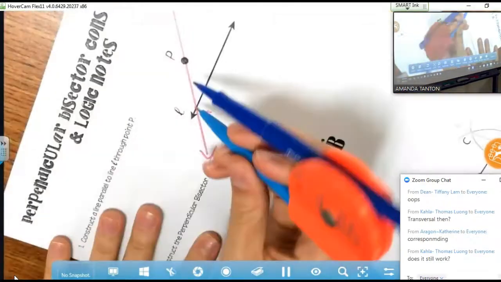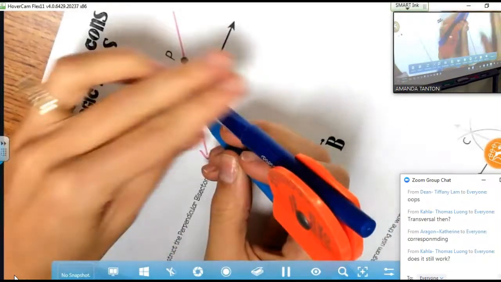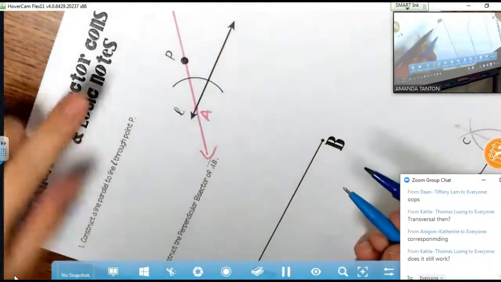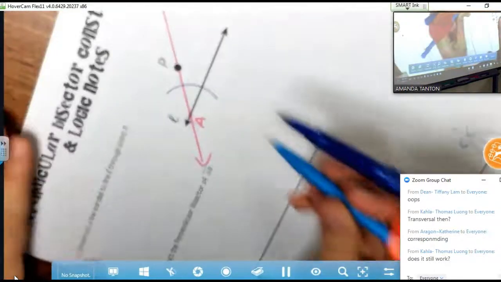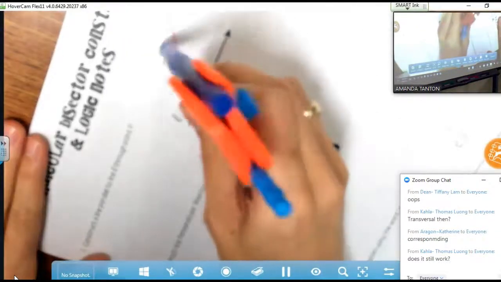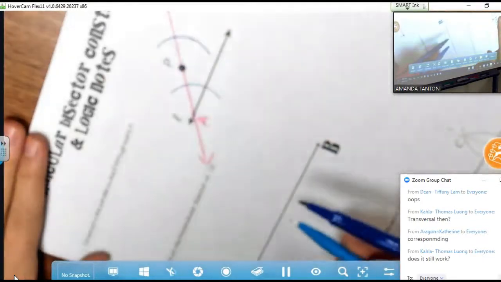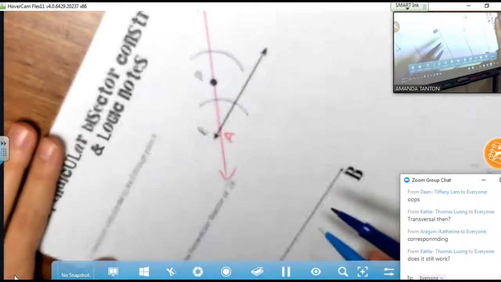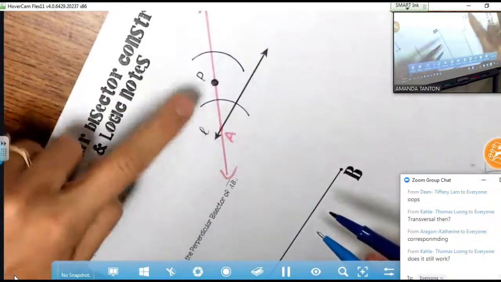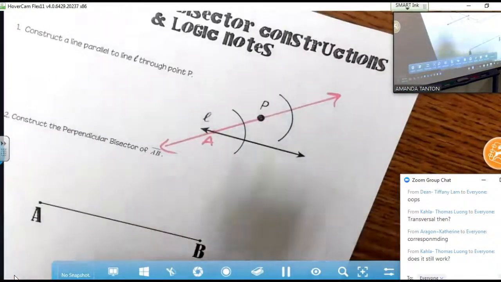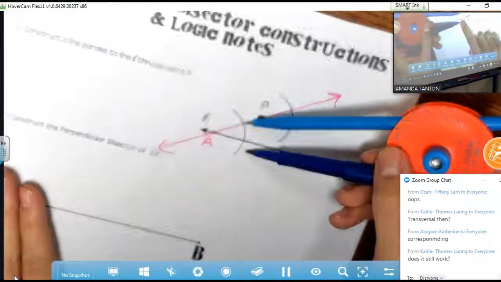So I'm going to start by putting my needle on A, and I'm going to make an arc. Then I'm going to put my needle on P, right in the middle of P, not anywhere, right in the middle, and I'm going to make the same exact arc. So right now, I just made identical twin arcs. I'm copying an angle.